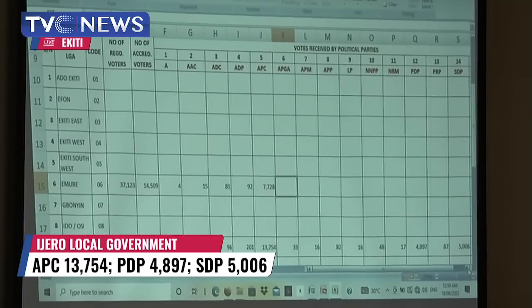I'm presenting the result for Ebure local government. There are 10 wards in Ebure local government. Number of registered voters, 37,123. Number of accredited voters, 14,509. A party, 4. AAC, 15. ADC, 81. ADP, 92. APC, 7,728. APGA, 14.